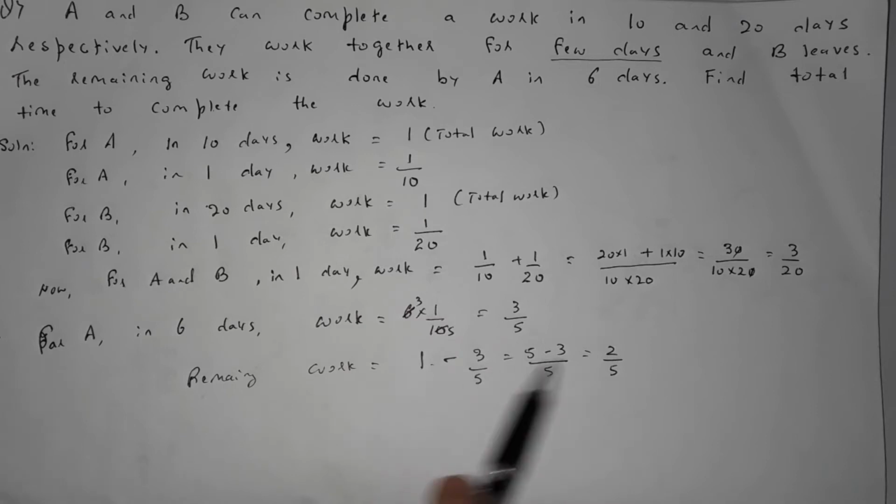Two, 3, 6, 2, 4. Yes, the remaining work is how much? 2 by 5. Okay, this is the remaining work. The remaining work is 2 by 5, which is 1 minus 3 by 5. You get 2 by 5. Okay.